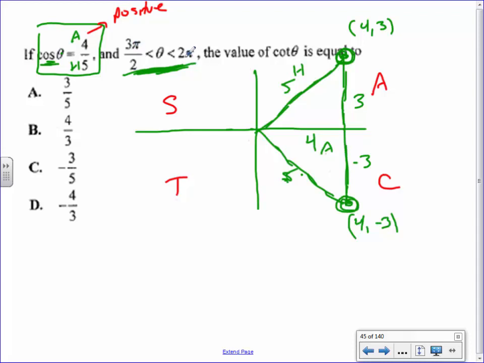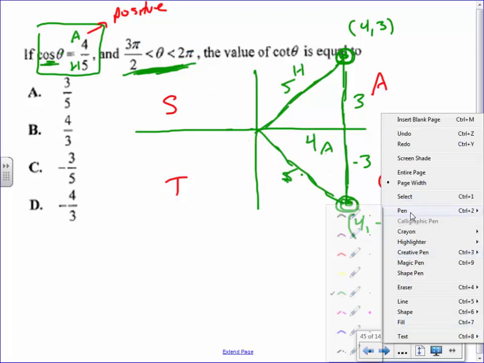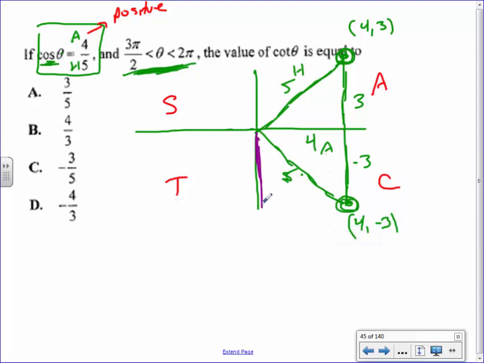3 pi over 2 and 2 pi. Basically what I'm telling you is we're only going to look for angles between 3 pi over 2, which is right here, and 2 pi, which is right here. So this little thing lets us know which angle to pick, because there's actually 2 that could have worked. We're not taking this one. We want the one that's in these parameters right here. Does that follow?